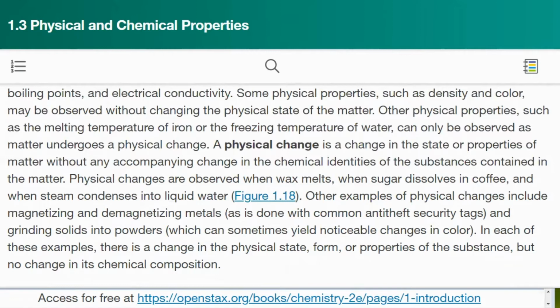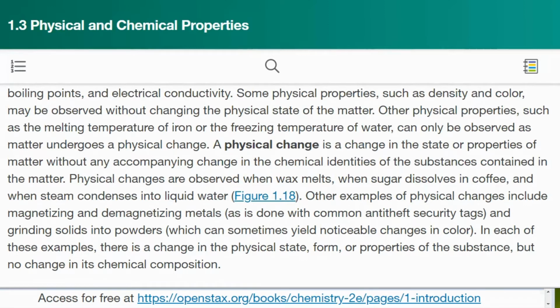Figure 1.18, and we'll look at that briefly. Other examples of physical changes include magnetizing or demagnetizing metals, as is done with common anti-theft security tags, and grinding solids into powders, which can sometimes yield noticeable changes in color. In each of these examples, there is a change in the physical state, form, or properties of the substance, but no change in its chemical composition.